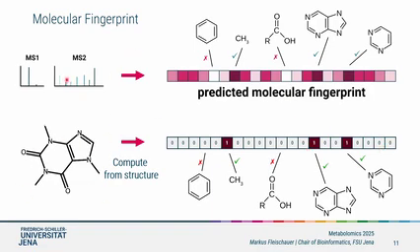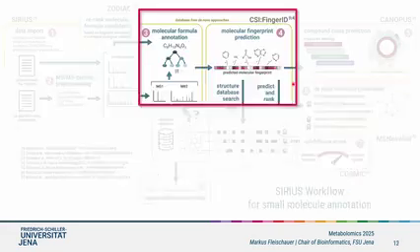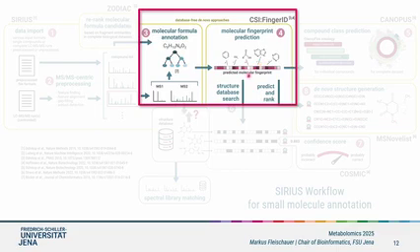The more complex step is basically how can you get from a spectrum to such a molecular fingerprint. And this is basically what CSI FingerID is doing. So if we now go back to our workflow here, we see the tool CSI FingerID, and we have to compute molecular formulas first to use CSI FingerID to predict a molecular fingerprint, which is the thing we need to search against structures.